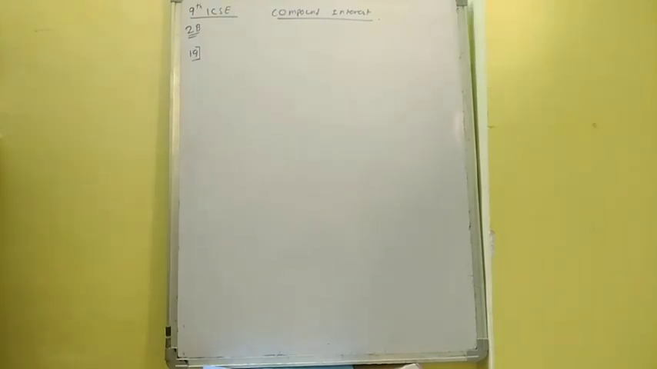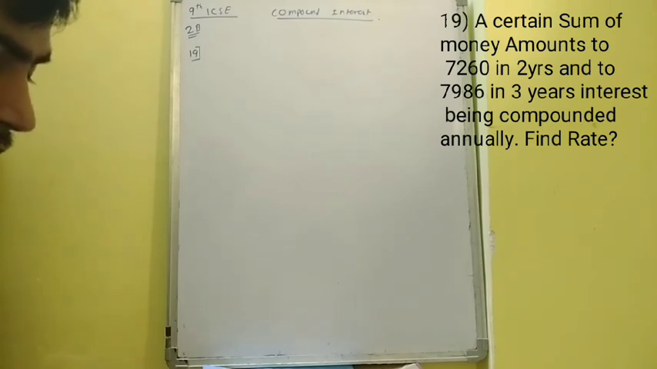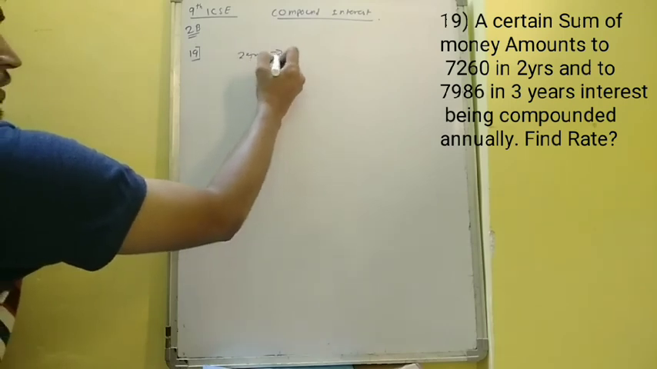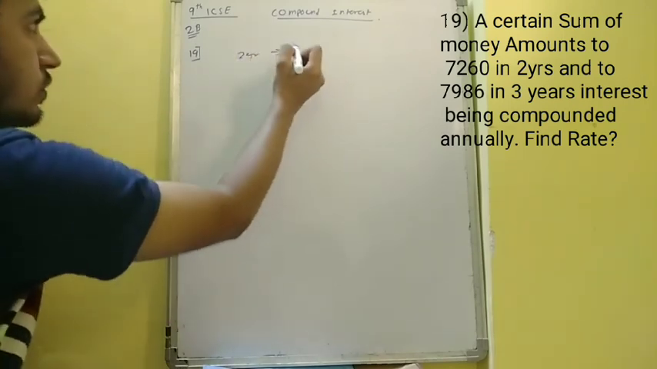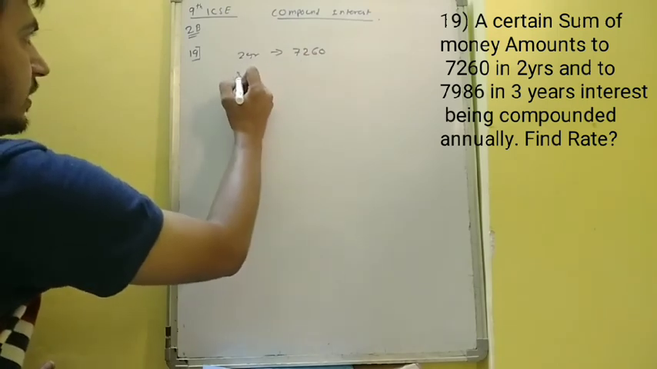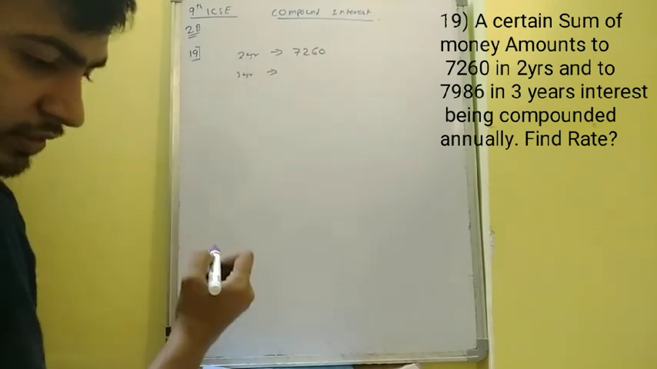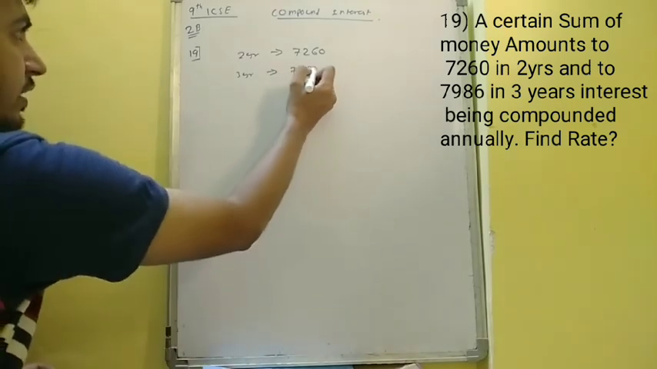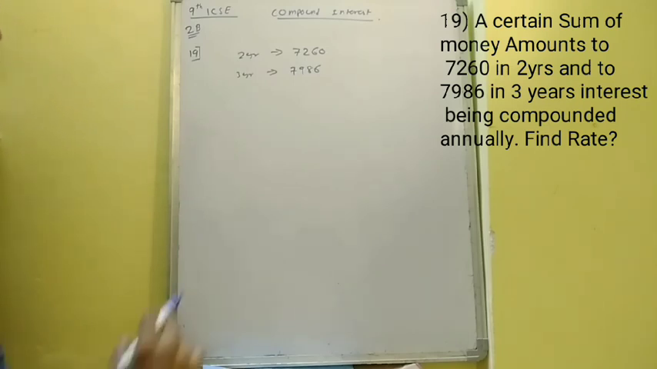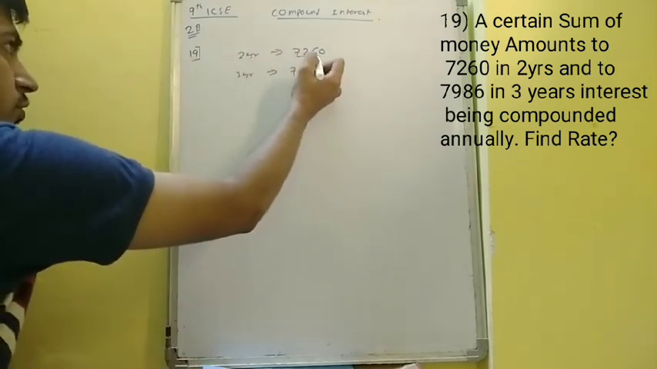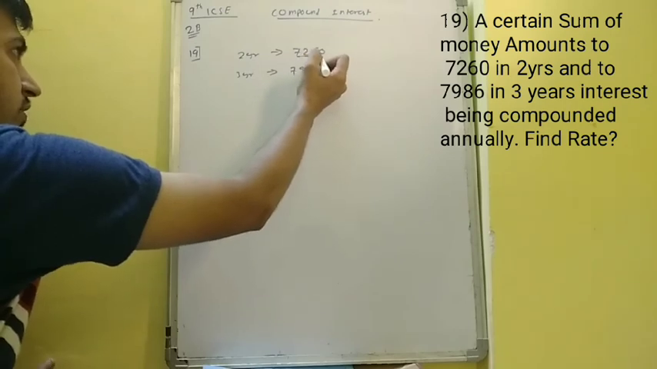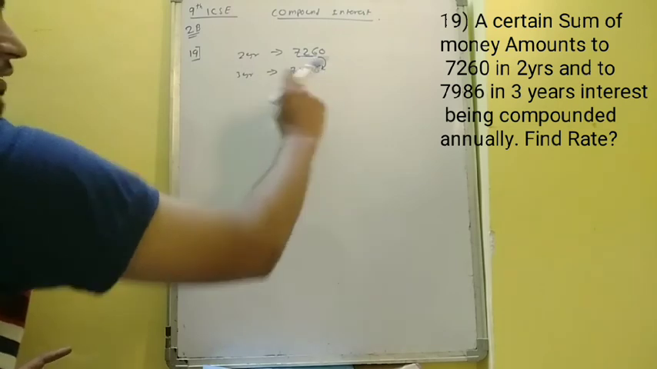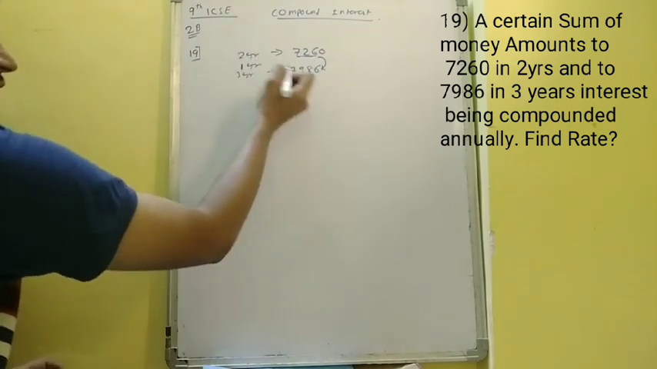Next sum is also a very interesting question. A certain sum of money amounts to 7260 in 2 years, and in 3 years it is 7986. See, after 2 years it is this much, and in the next year it is going to be 7986. So with the gap of 1 year, the amount is going to increase.